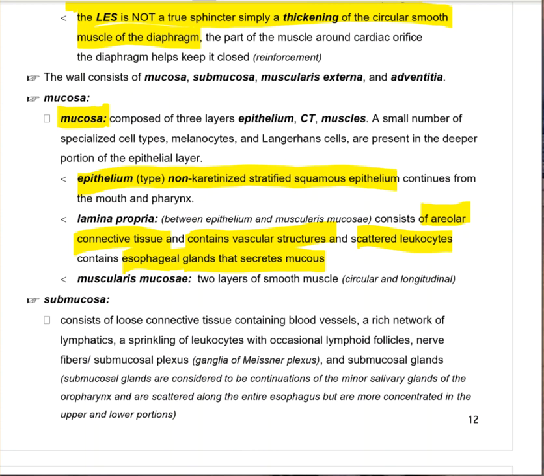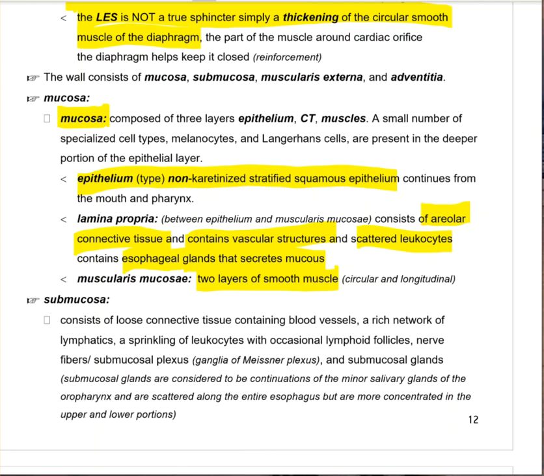The muscularis mucosa is, again, 2 layers of smooth muscle. Now, the upper part of it is more skeletal muscle, the very top, and the lower part is smooth. So once we get past just the very beginning of the esophagus, we can't control the muscle anymore. So most of it is smooth muscle.